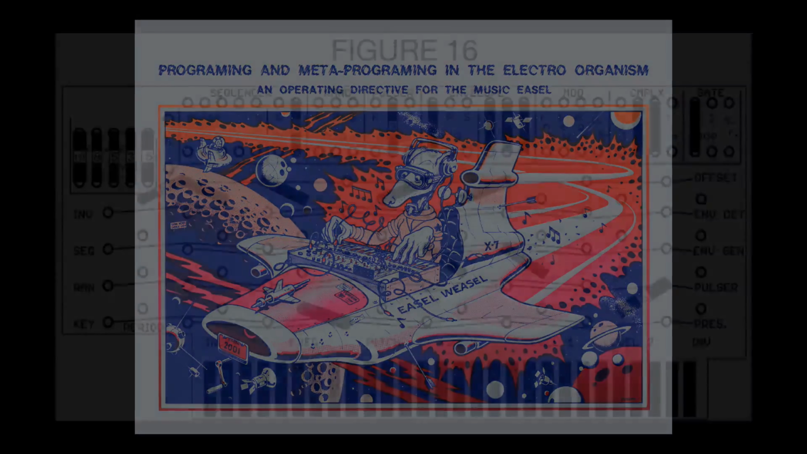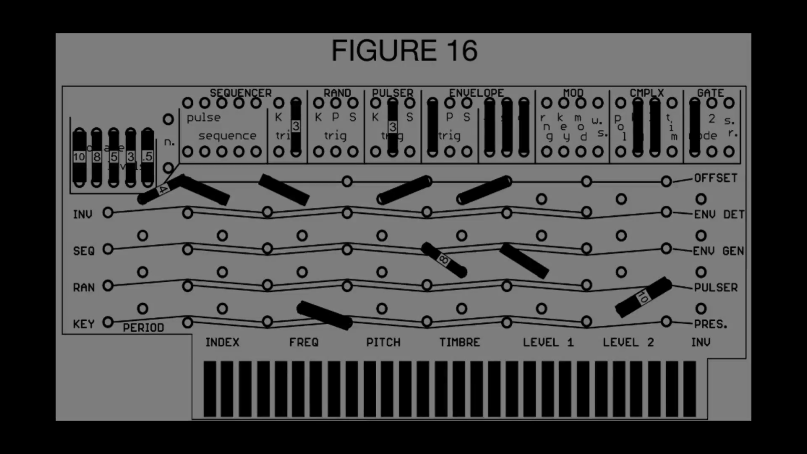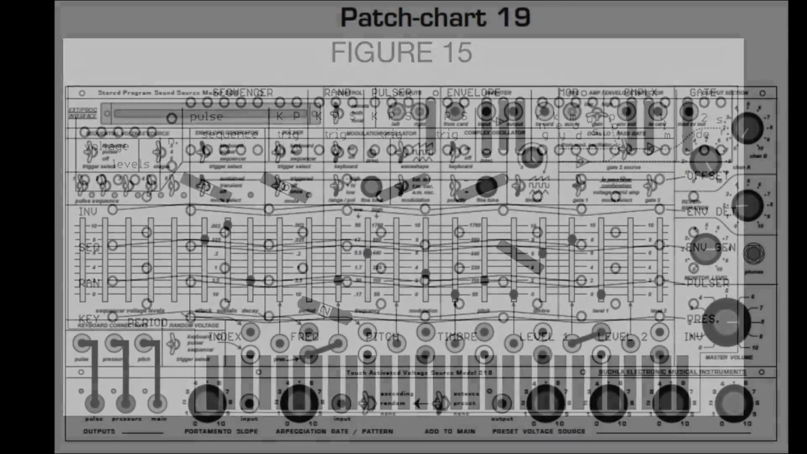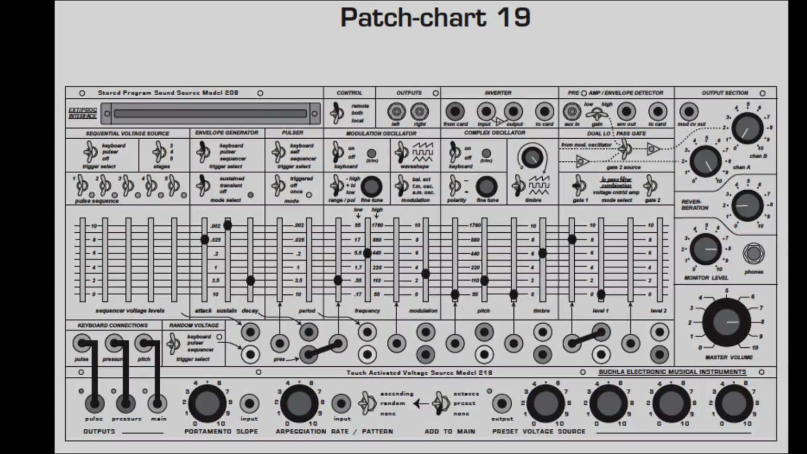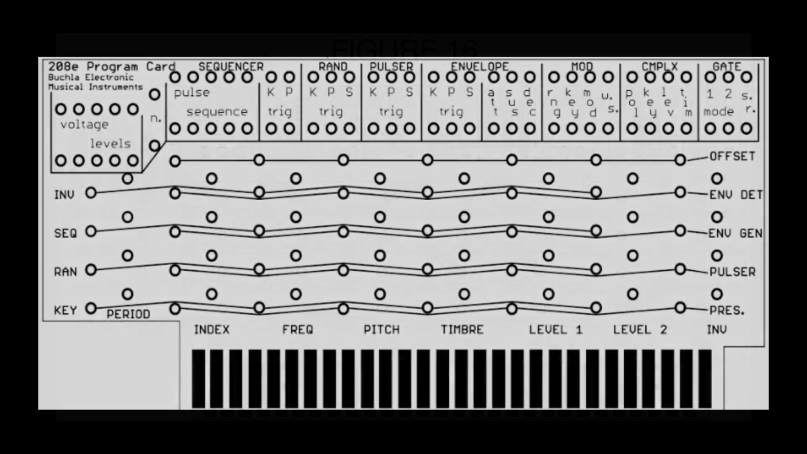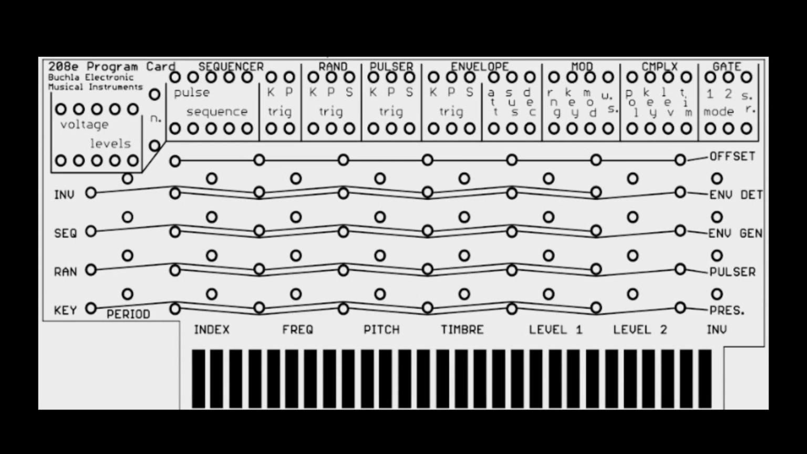Today, I'd like to look at figure 16, which builds upon figure 15, which was the card configuration for patch chart 19. But before looking at the card for figure 16, there are a few housekeeping things to take care of. The printed blank card in the manual has an error in the complex oscillator section. The polarity function is not available on the final hardware card. So the corrected manual card would look like this.